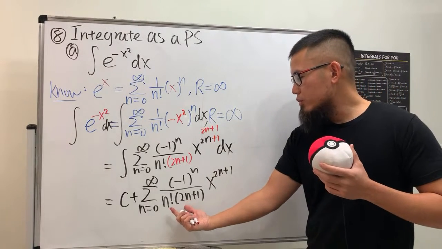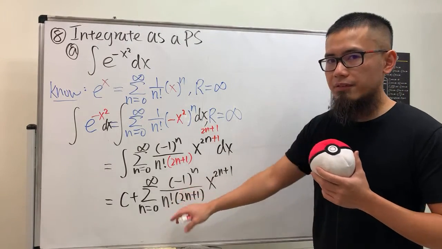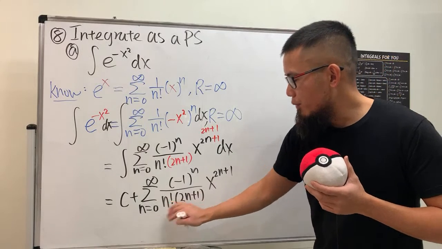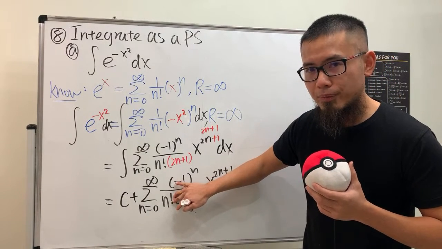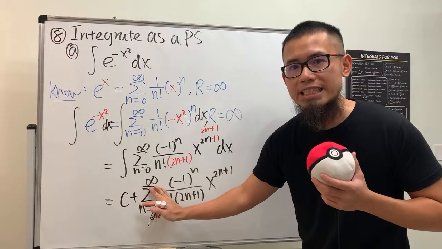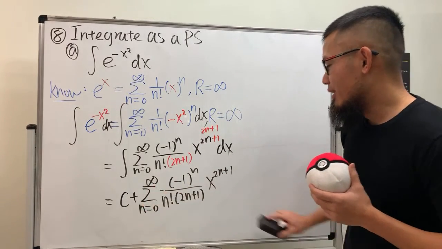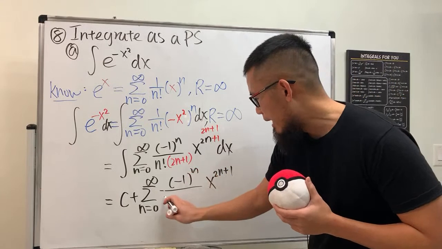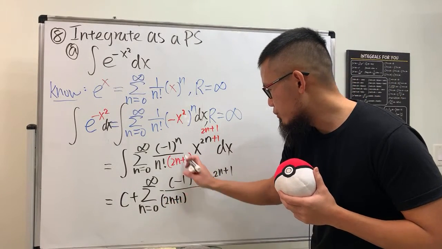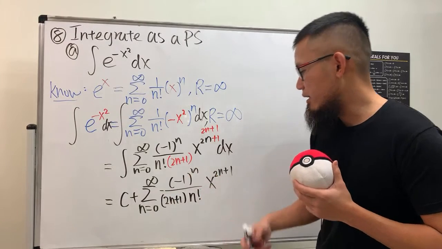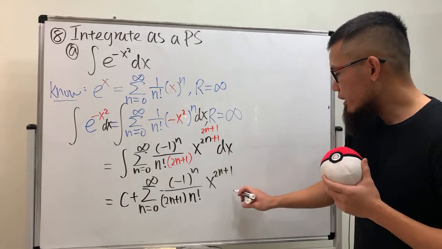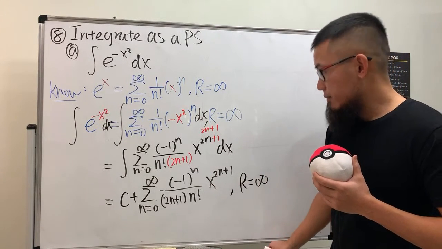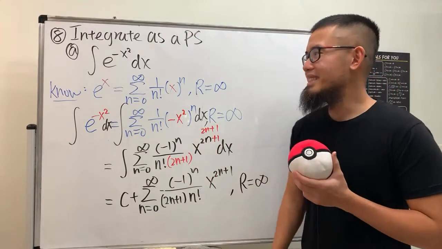Some people may want you to write the 2n plus 1 first and then n factorial at the end, for a good reason. If the factorial is at the end, that's called factorial. If you have the factorial in the front, that's called subfactorial. Just to avoid confusion, for my students, if you did this, it's totally okay, but this is the reason why we usually write this down first, and then the n factorial at the very end. That's pretty much it. In the end, just indicate that r is equal to infinity. That's how you integrate this impossible integration.